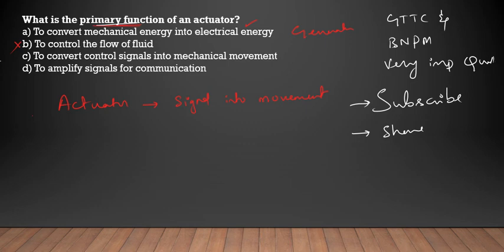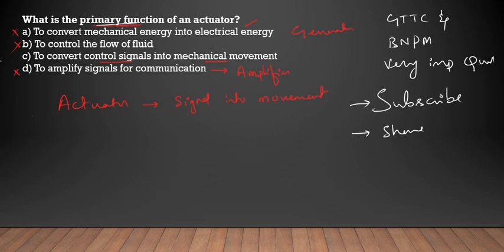It is not clear to the audience or to the aspirants. Whereas the third option, which deals with converting control signals into a mechanical movement, is what we should focus on. To convert control signals into a mechanical movement is actually the job of the actuator. To amplify the signals for communication is done by an amplifier, not by anything else. To amplify the signals is the function of the amplifier, not of the actuator. So this option is also not suitable.